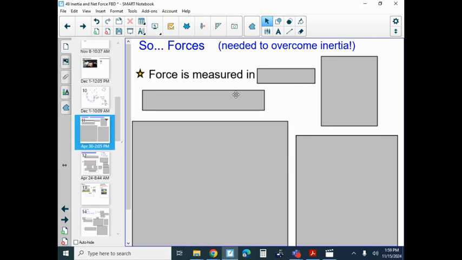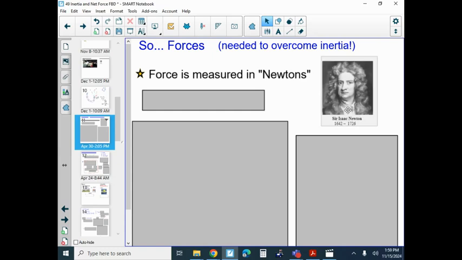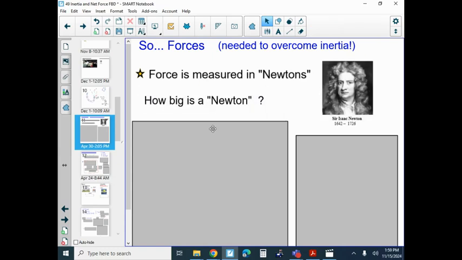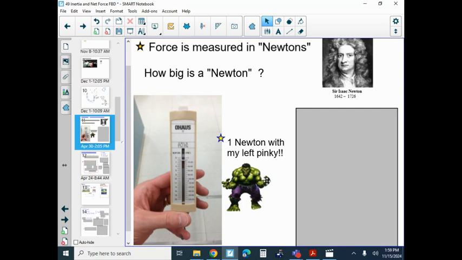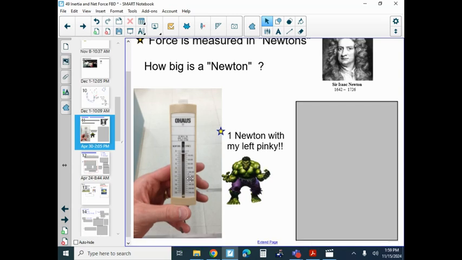All right, so forces, right? We know we need forces to overcome inertia, to change your motion. Force is measured in newtons, named after Sir Isaac Newton. So how big is a newton? Here is 1 newton being pulled with my incredibly strong left pinky finger.